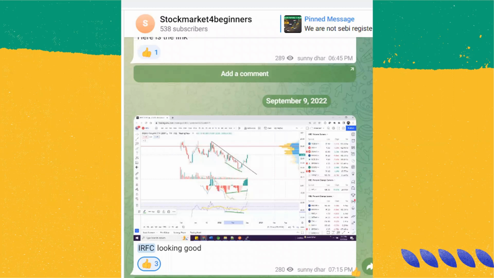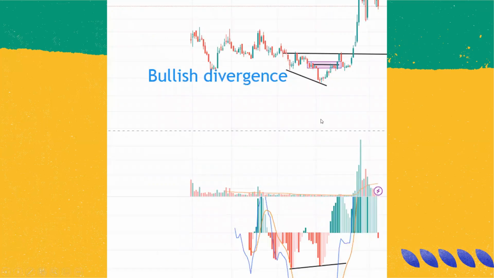On the basis of this strategy, we had shared this call of IRFC. So IRFC, as you see on the charts, is giving a bullish divergence in which you can see price is making a lower low, but the MACD histogram is not making a lower low, whereas it is making a higher high. This strategy was shared live in our Telegram group on 9th September 2022. And if you see after that, the stock has almost doubled, given 50-60% returns within no time.